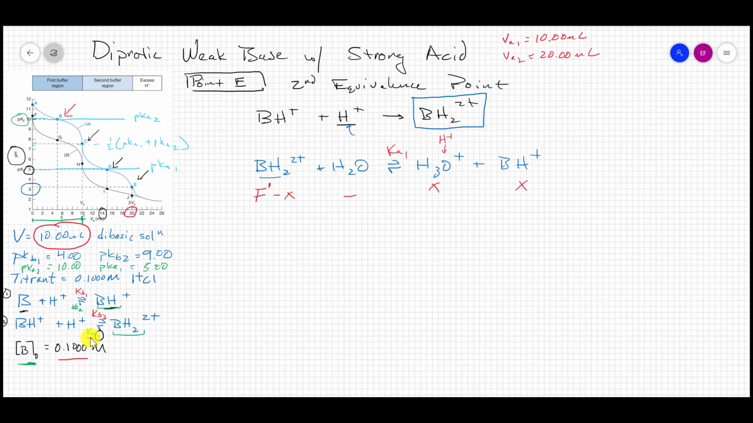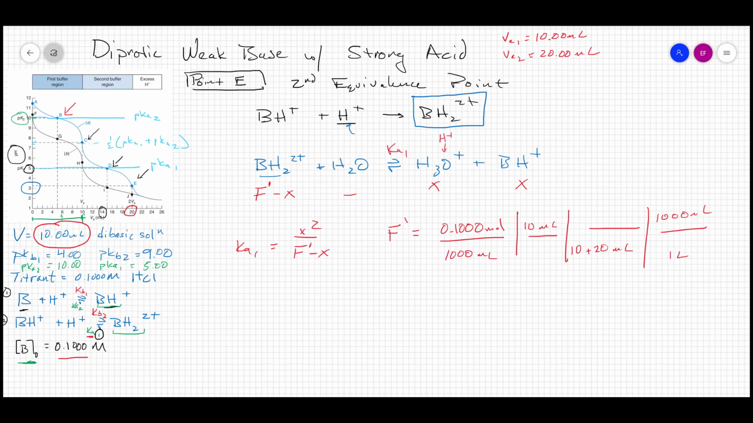So what we'll have is an expression that's Ka1 equal to x squared over f minus x, which we're used to having in this case. All right, so I'm going to compute the volume adjusted formal concentration just like I've done in previous videos. So I'm going to start with my original concentration of base. So this would have been B naught. So this is the same thing. And I started with 0.1 molar.